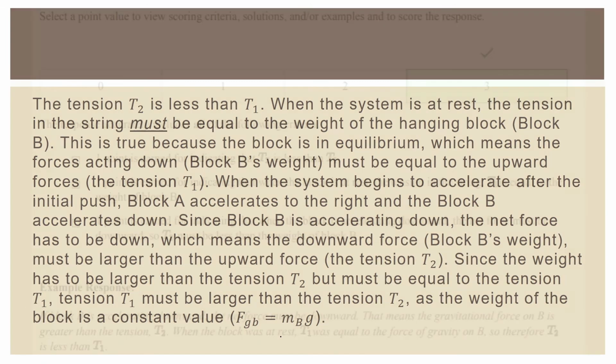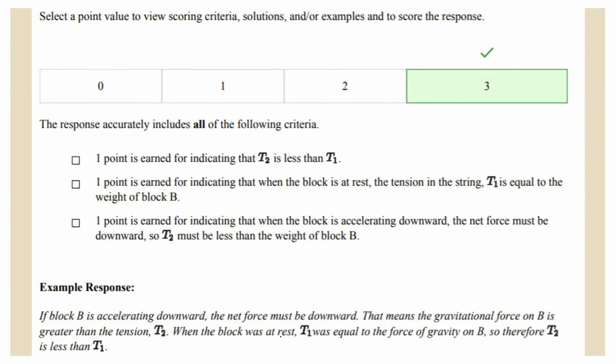All right, so this one here was worth 3 points in the scoring guide. You got 1 point for the answer, T2 is less than T1. You got 1 point for indicating that when the block is at rest, T1 is equal to the weight of block B. And you got 1 point for indicating that when the block is accelerating downward, the net force must be downward. So T2 must be less than the weight of block B.